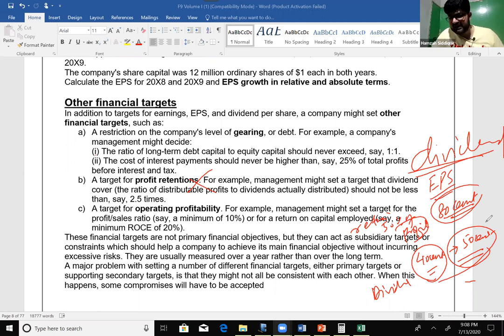Primary objective is this. I repeat. Primary objective is that you want to increase dividend. Secondary objective is that you want 50% of the profit retention. If you retain 50% of it, can you pay this dividend? Tell me, can you pay? Yes.